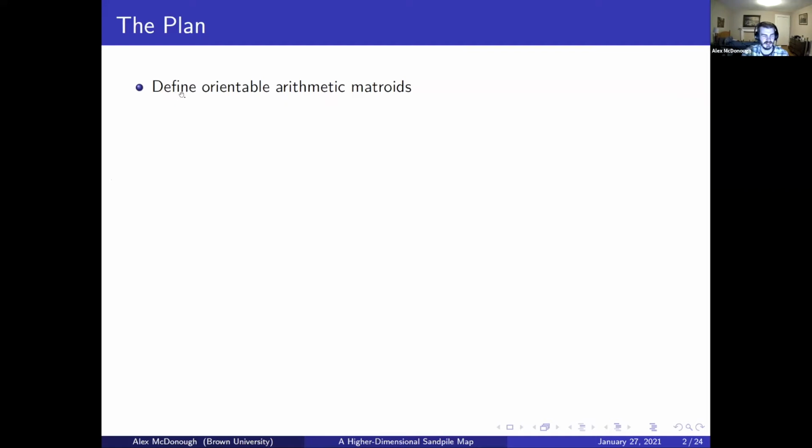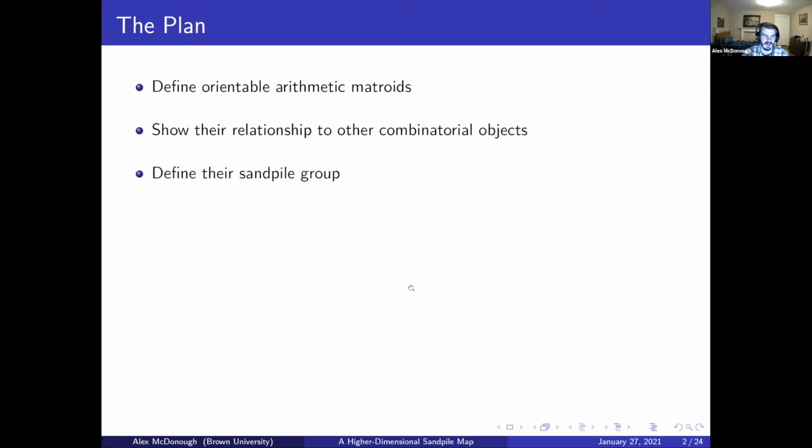First of all, I'm going to define orientable arithmetic matroids, which might seem like a scary thing to start out with, but these two words in front of matroids actually make it easier to work with, believe it or not, at least the way I'm going to be using them. I also encourage everybody to learn about matroids because they're beautiful. I'm going to show their relationship to other combinatorial objects, in particular to graphs, to cell complexes, to regular matroids. I'm going to define their Sandpile group.